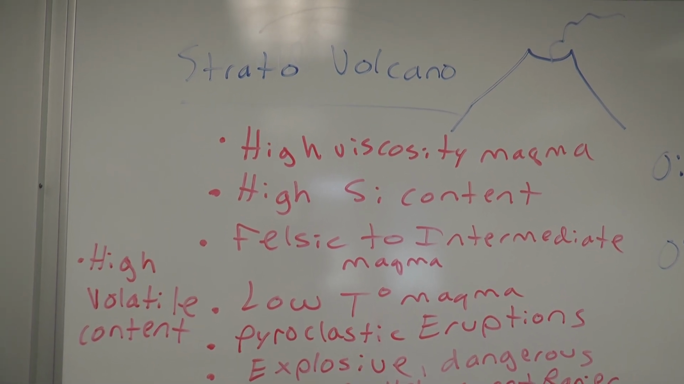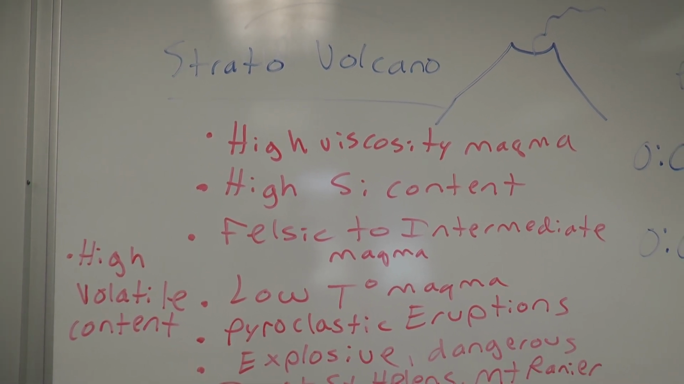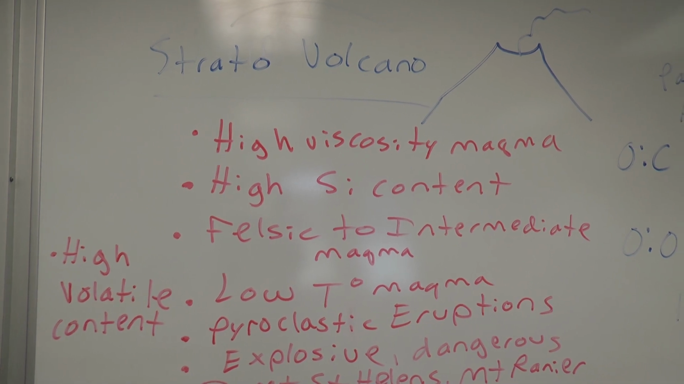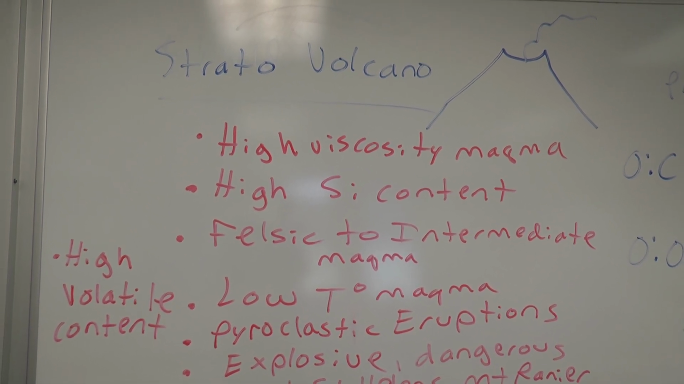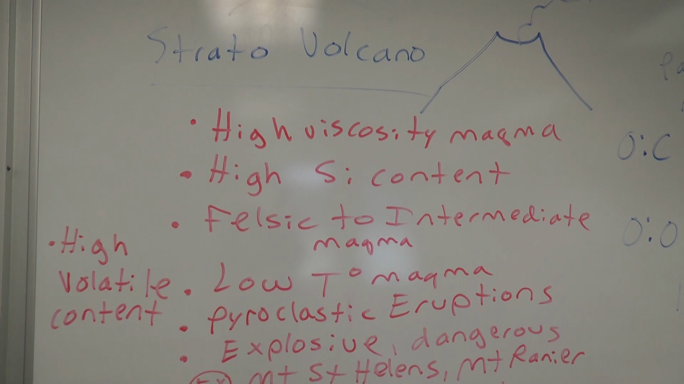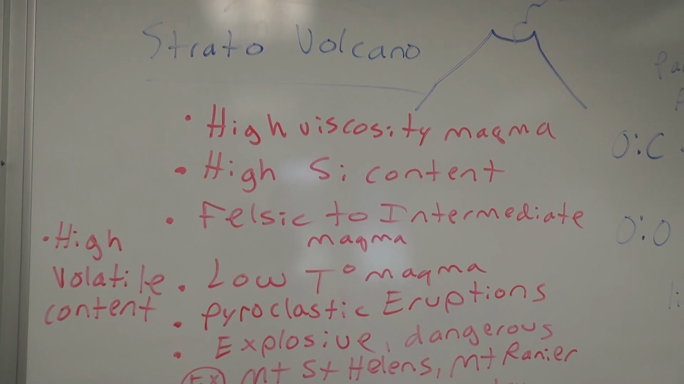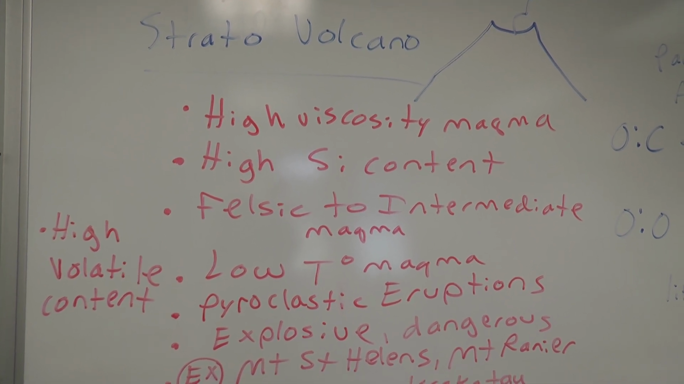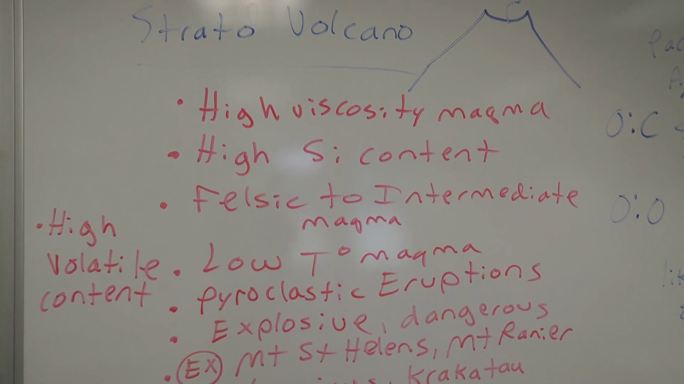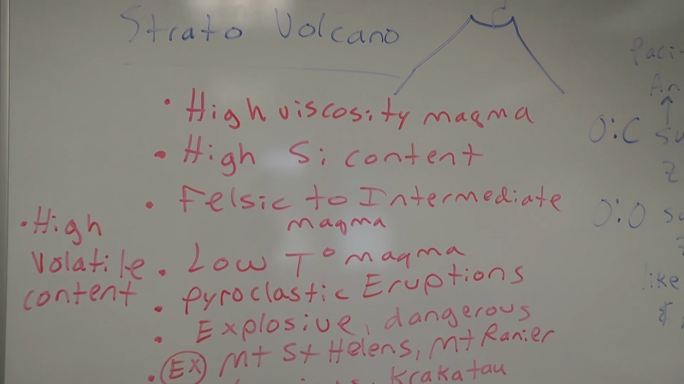What is true about stratovolcanoes? They're going to have a high viscosity magma. Remember that viscosity refers to resistance to flow. A high viscosity magma does not flow very easily. This means that it will trap gases, lead to a dangerous buildup of gas pressure in the magma chamber, eventually leading to a pyroclastic eruption.